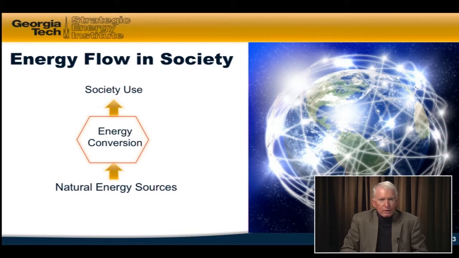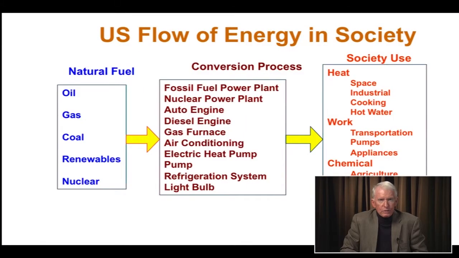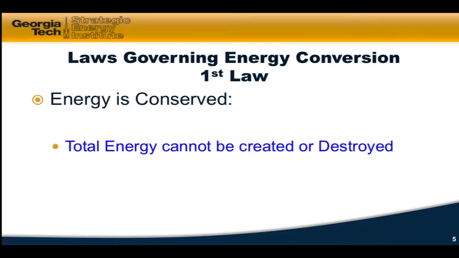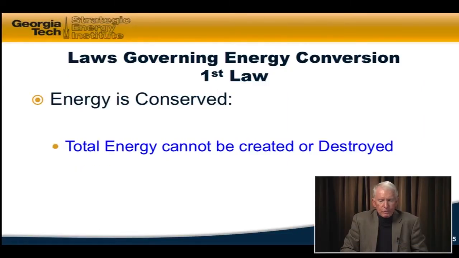And we're dealing with the middle box here where we're converting energy from one form that we find in its natural state to the form that society needs and wants and is willing to pay for. And we've already been over this diagram looking at all the infrastructure that we have in order to carry out this conversion process. And repeating the first law: total energy cannot be created or destroyed.